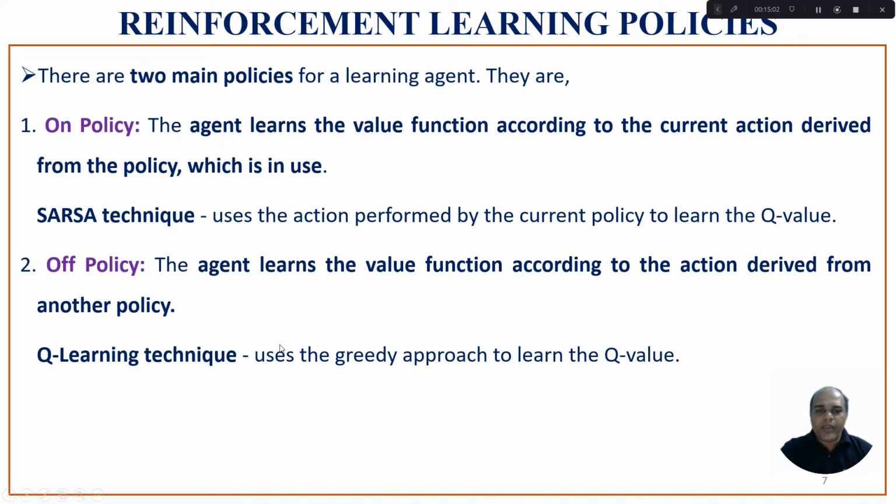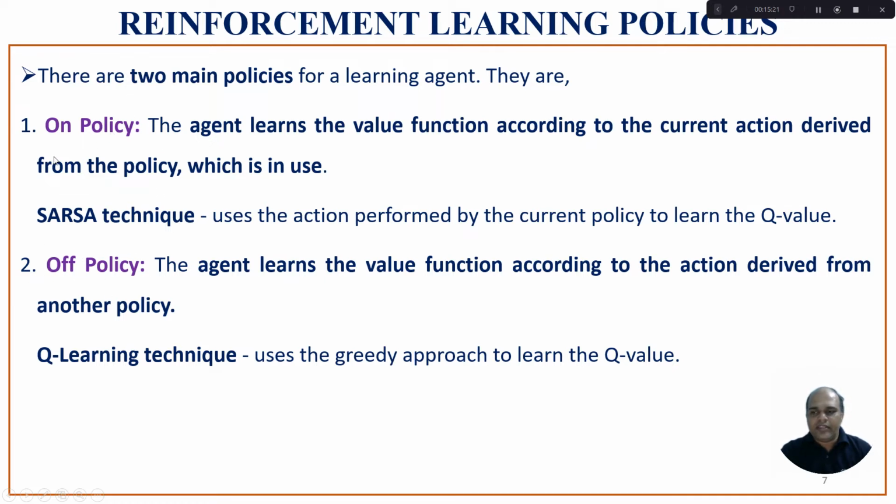So there are two main policies. Policies, as I said, are the strategies applied by the learning agent for picking up an action, that is, how the action will be picked by the agent to be performed in an environment. So we have two kinds: one is on policy, another one is off policy.